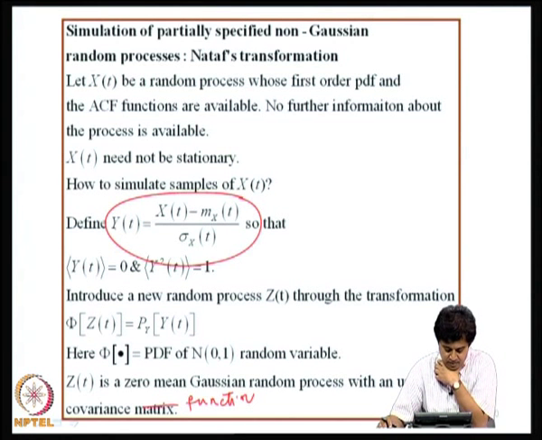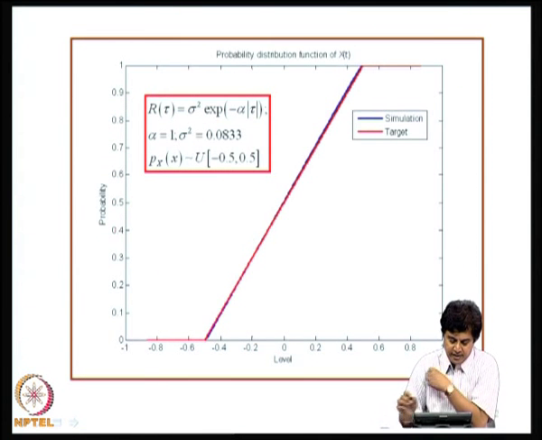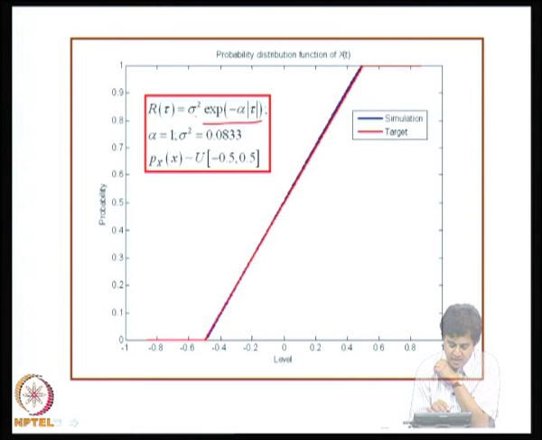So, things become a bit simpler if a process is stationary. So, I start with the case of a stationary random process whose covariance is sigma square exponential minus alpha tau, and the parameters of that are given, and I want the density function to be uniformly distributed between minus 0.5 and plus 0.5. So, first we have to find out rho star and then do this transformation, Nataf's transformation, and some results are displayed here. Red is the target and blue is the simulation, and the agreement is quite satisfactory.